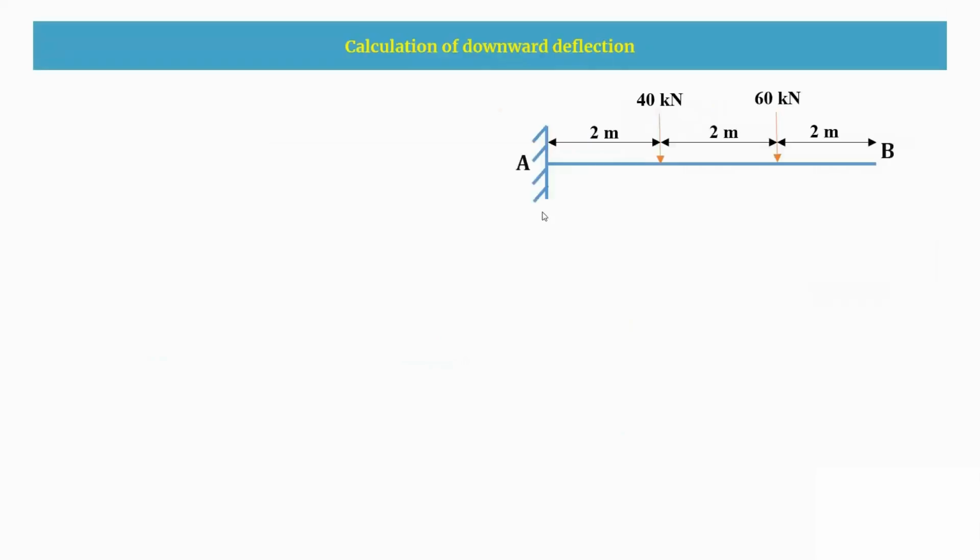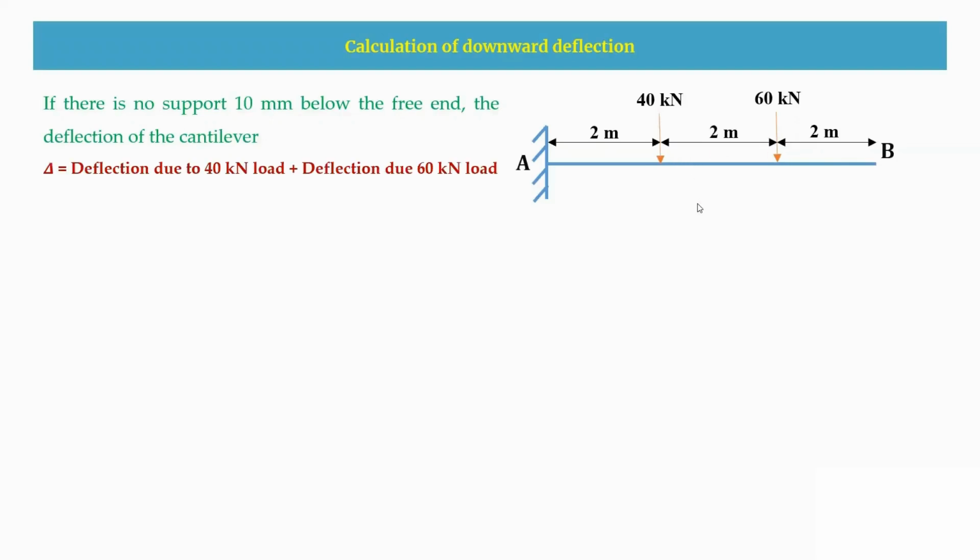Now we are going to calculate the downward deflection for this cantilever beam. So this is the first part, which is having 2 point loads here. As there is no support, we are going to use the deflection formula for these 2 point loads. To calculate the deflection at this free end, we are going to calculate the deflection due to this 40 kilonewton as well as the deflection due to this 60 kilonewton. So together you are going to add.